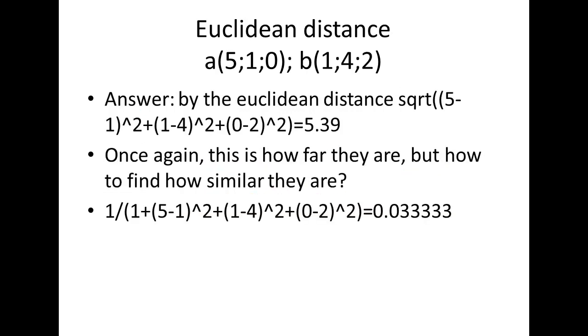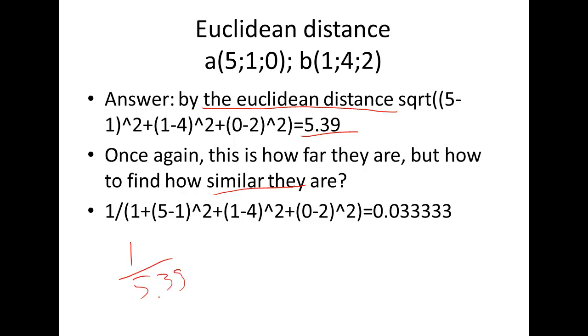Now you might ask, as the question was how similar they are, the answer was how distant they are. This is not the same thing, right? So let's move from distances to similarities. Our distance was 5.39. What if we do 1 divided by 5.39?